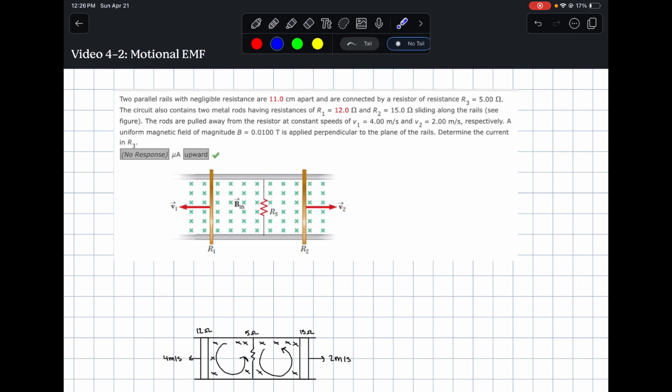Today we are looking at motional EMF. Let's take a look at our problem.